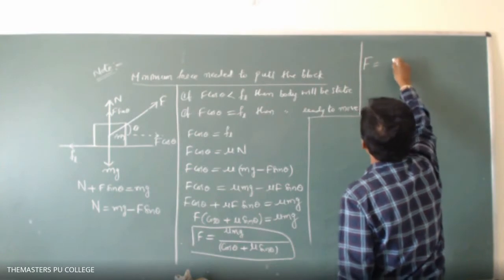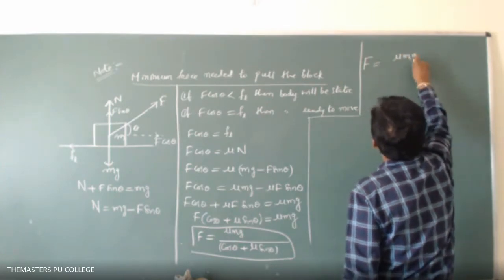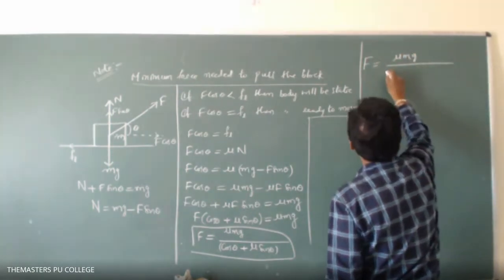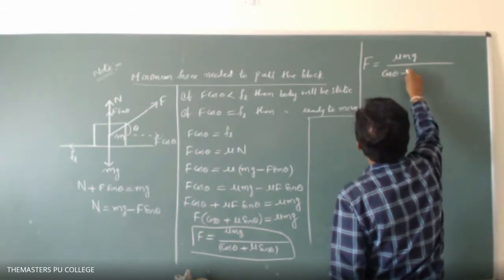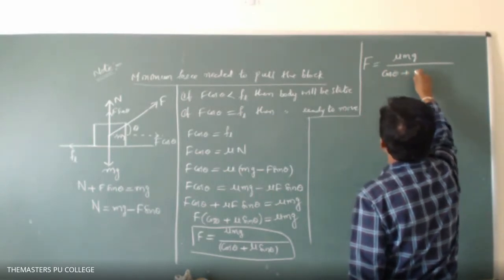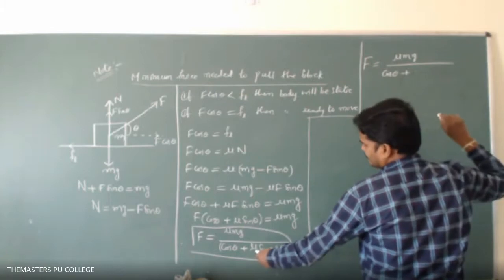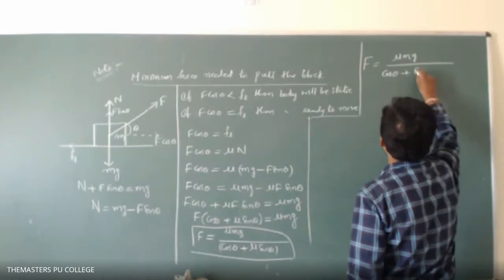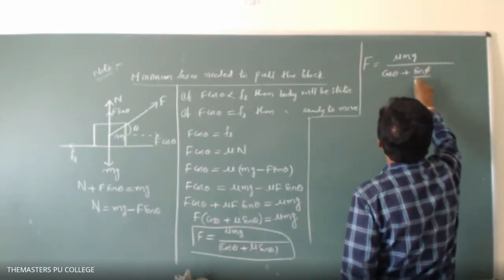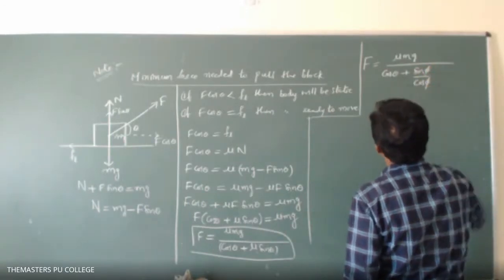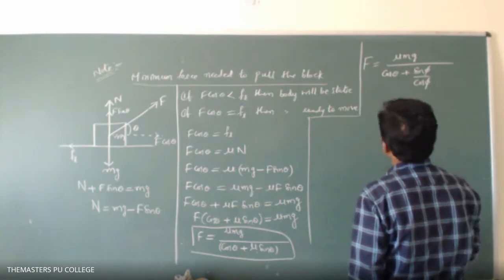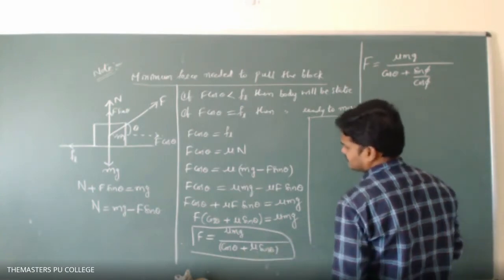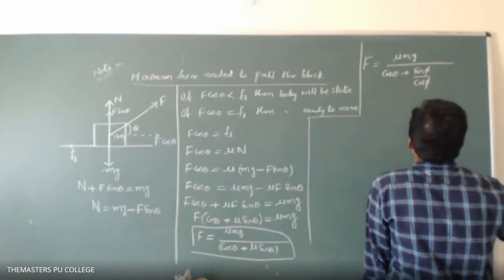F is equal to mu mg cos theta plus... shall I write this mu as tan phi? Yes, sir. Tan phi, shall I write as sin phi by cos phi? Got it? Mu is written as tan phi. Tan phi becomes sin phi by cos phi.